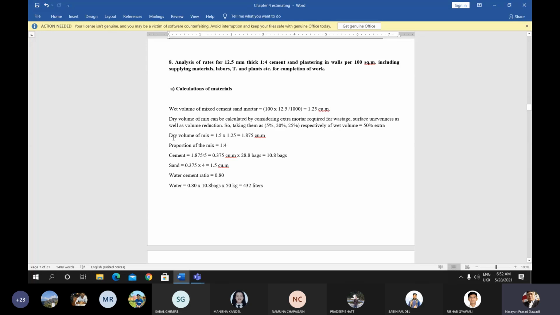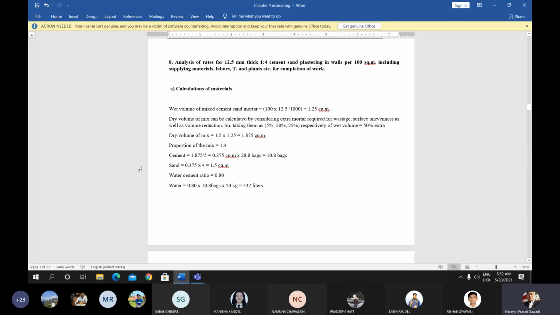So the dry volume of the mortar mix, meaning cement and sand, will be 1.5 times the wet volume of the mortar, which is 1.25 cubic meter, giving the value of 1.875 cubic meter. Now the proportion is 1:4, so the total proportion is 5.